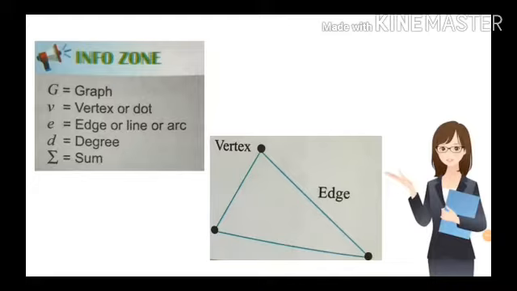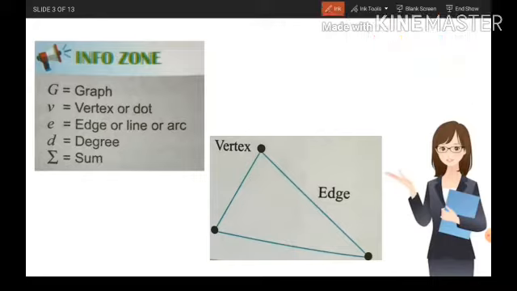I'm going to show you the info zone. This is the symbol or the letter that we use in network in graph theory. If you see this letter, you will know what it means. G means graph, V means vertex or dot, E means edge or line or arc, D means degree and Σ is sum. You can look at the example of the vertex and the edges. The dot is vertex, while the line we call edges. So next.